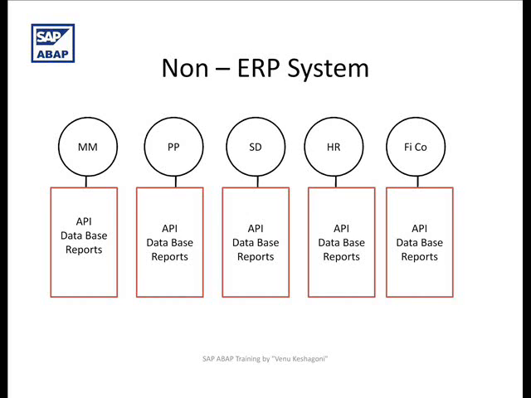Here also, the material management department has its own API. API means application interface. And their own database and their own reports. The production planning department also has its own API, its own database, and its own reports. And the sales department also. Like that, every department has its own database, its own applications, and its own reports.